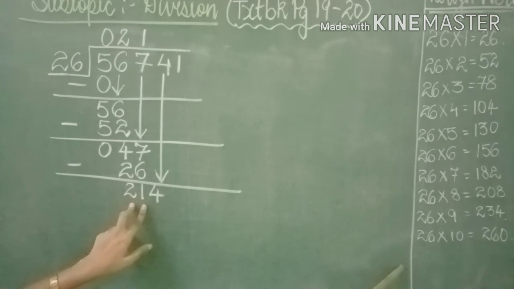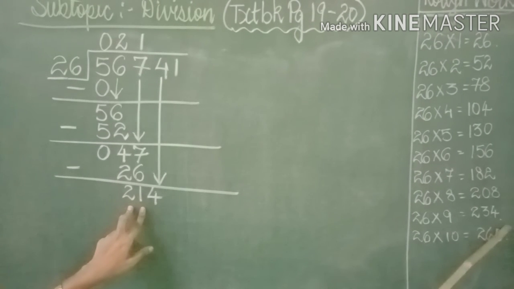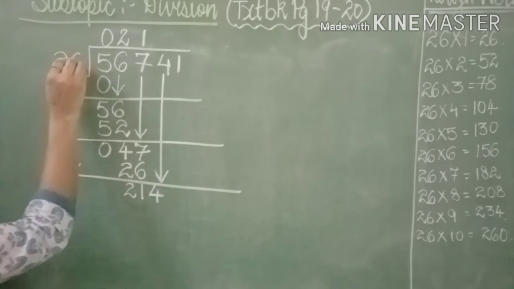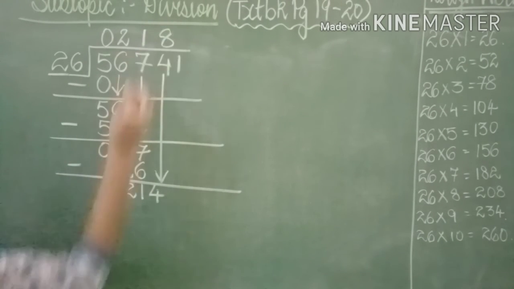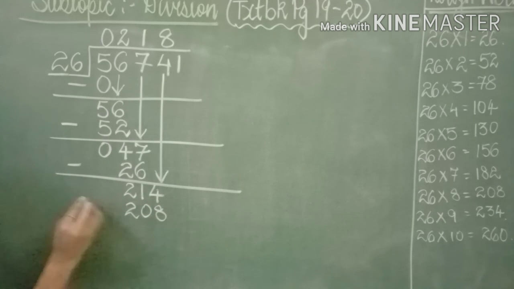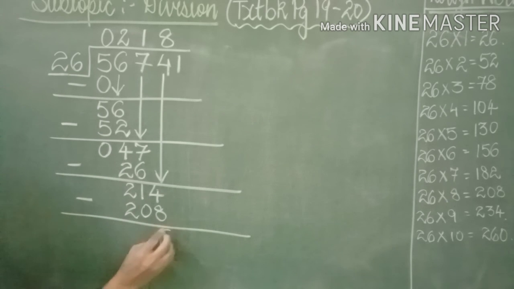Now we have to check in the 26 table whether any numbers less than 214 are there while multiplying. 26 8s is 208 and 26 9s is 234. 234 is a bigger number and 208 is a smaller number. So what we will be doing? We will be writing 26 8s is 208 minus and then we are going to write the answer as 6. Okay, we know 214 minus 208 will get the answer as 6.